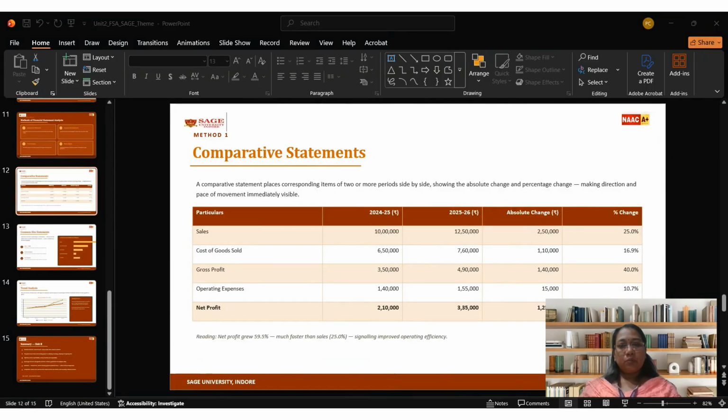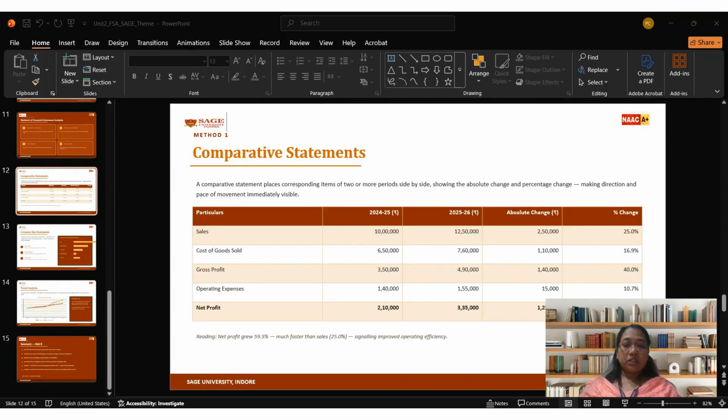It's also worth pausing to ask who actually uses this analysis. The list is longer than you might think. Management uses it for planning, control, and internal decision making. Investors and shareholders use it to judge the safety of their investment and the return they can expect. Creditors and banks use it to assess creditworthiness before extending a loan.